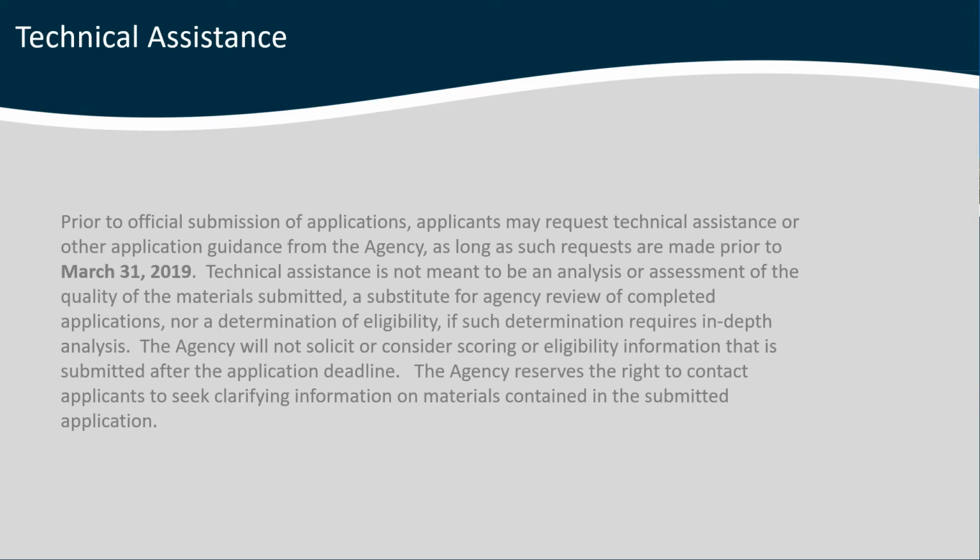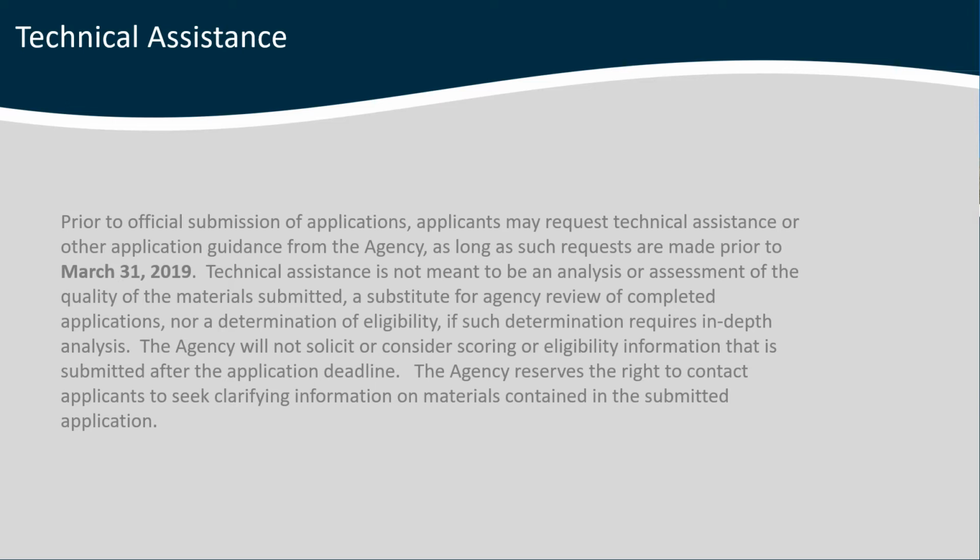Introduced last year and continued for this year is the concept of technical assistance. Prior to the official submission of your application, applicants may request technical assistance from RUS as long as such requests are made prior to March 31st, 2019. Technical assistance is not meant to be an analysis or assessment of the quality of the materials submitted, a substitute for agency review of completed applications, nor determination of eligibility if such determination requires in-depth analysis.